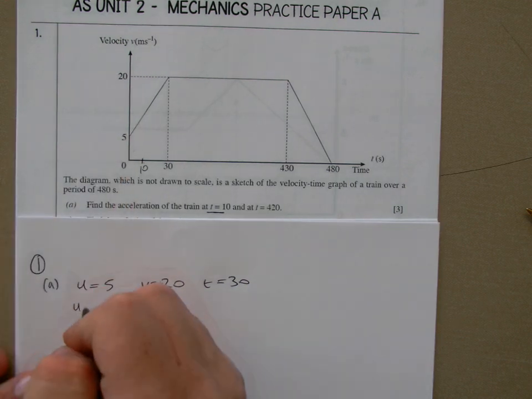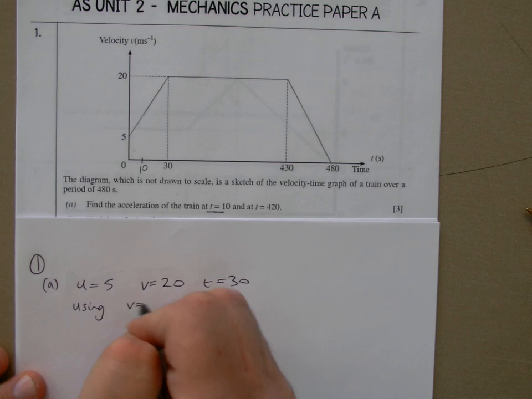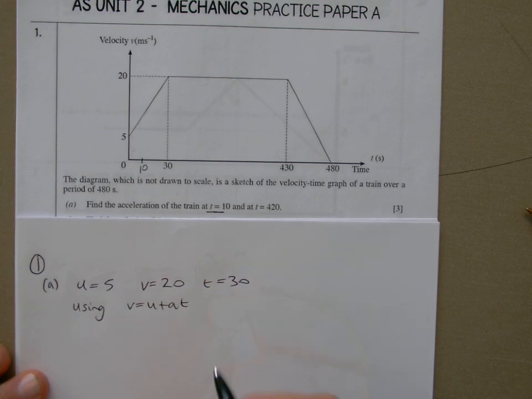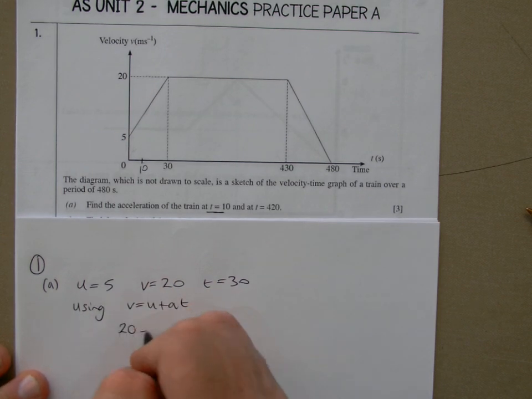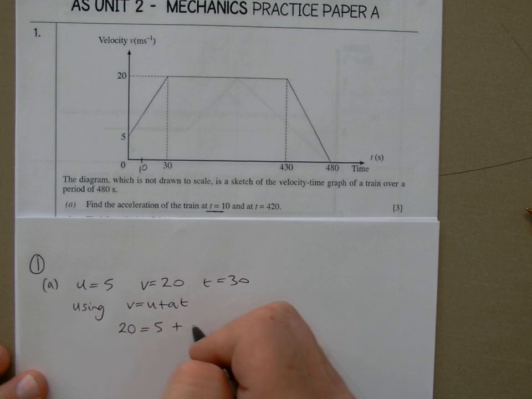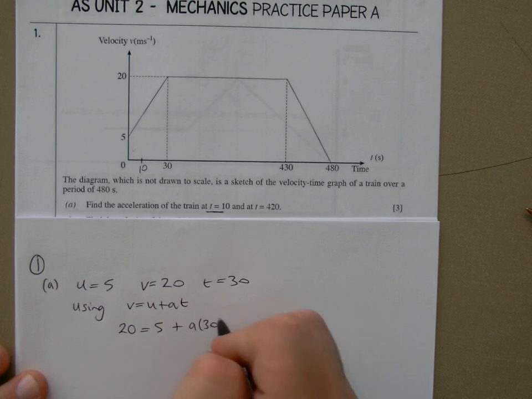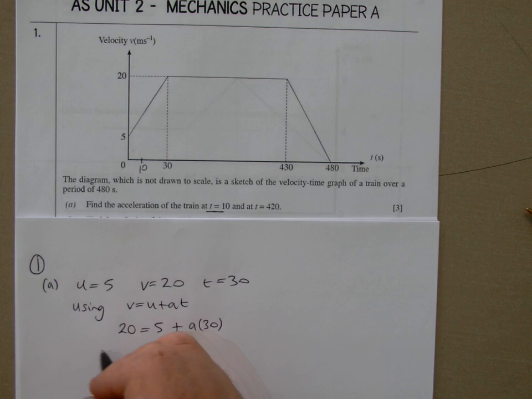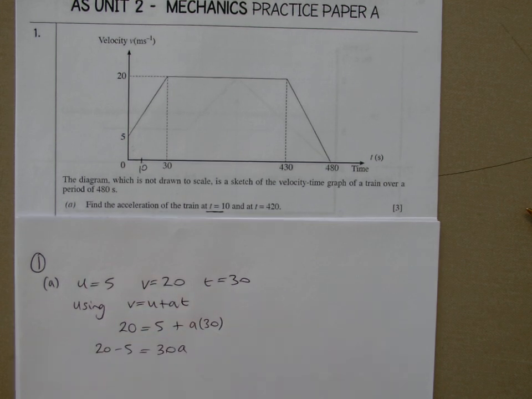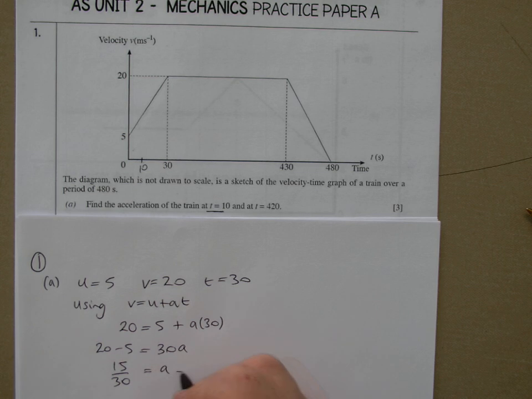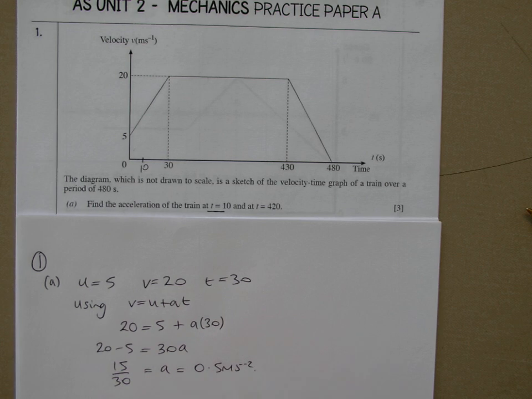So if we use v equals u plus at, well, v is 20, u is 5, a we want to find out, and t is 30. So take that 5 over the other side, we get minus 5, and that equals 30a. Then that becomes 15, divide by 30 is equal to a. So my acceleration is 0.5 meters per second squared. Now that's one way of doing it.